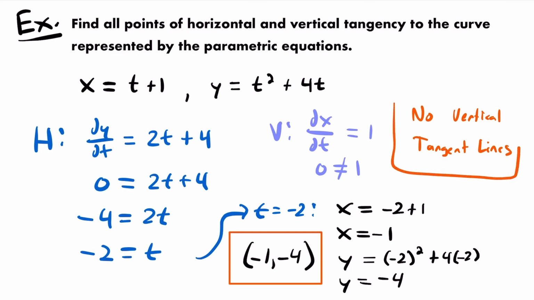All right, and so that is our final answer. We found one point of horizontal tangency at (-1, -4), and we found no points of vertical tangency for the curve represented by these parametric equations. All right, and so if dx/dt or dy/dt are equal to some expression that doesn't involve t, then you can conclude that there are just no tangent lines of that type and move on to the next problem.